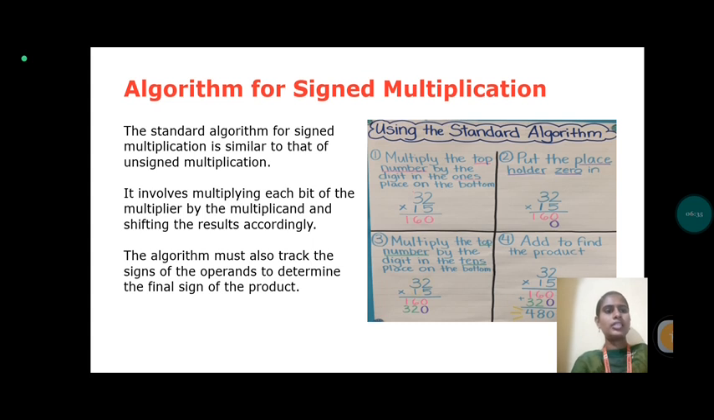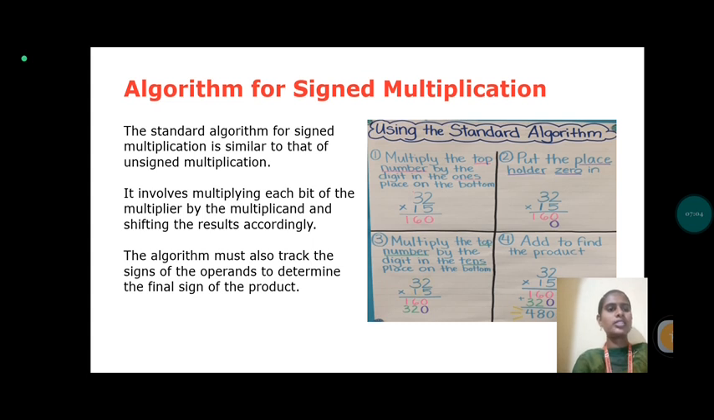Then next, algorithm for signed multiplication. The standard algorithm for signed multiplication is similar to that of unsigned multiplication. It involves multiplying each bit of the multiplier by the multiplicand and shifting the result accordingly. The algorithm must also track the signs of the operands to determine the final sign of the product.